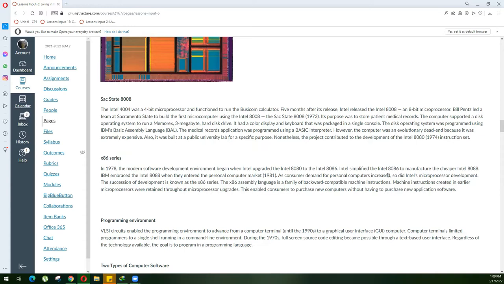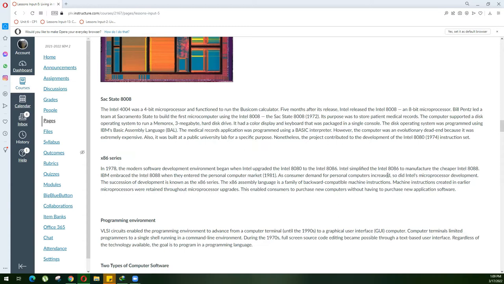The disk operating system was programmed using IBM's basic assembly language. The medical records application was programmed using a BASIC interpreter. However, the computer was an evolutionary dead end because it was extremely expensive. Also, it was built at a public university laboratory for a specific purpose. Nonetheless, the project contributed to the development of the Intel 8080 instruction set in 1974.